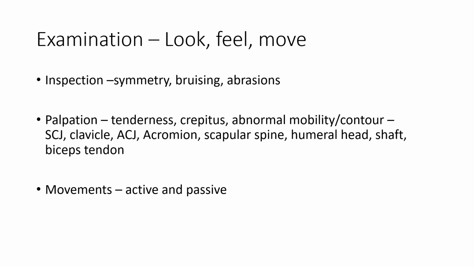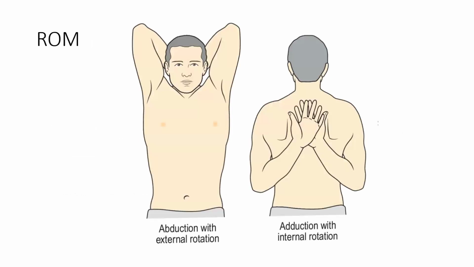Then we are going to assess for the range of movements. Ask the patient to do shoulder range of movements: flexion, extension, abduction, adduction, external and internal rotation. We are going to check both active and passive range of movements. So these are a few quick tests to screen the shoulder: abduction with external rotation and adduction with internal rotation.